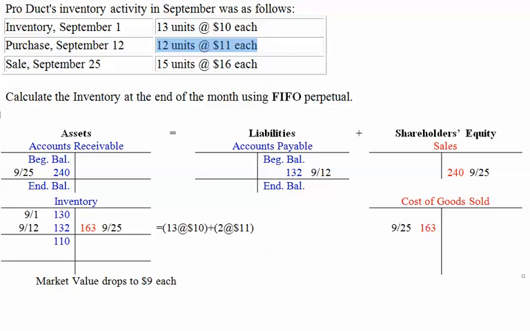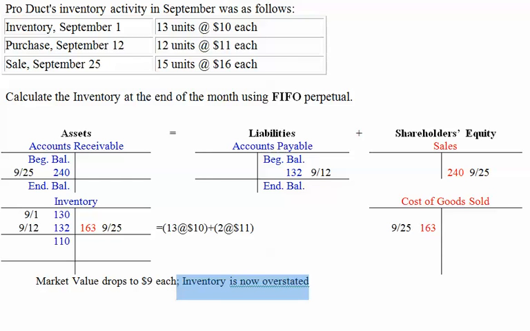Well, what management needs to do though is compare what their costs are to what the market value is of these goods. And let's say they find that the market values had dropped to $9 each. Well, if that's the case, we have our units at $11. So that's too high. So our inventory is now overstated.